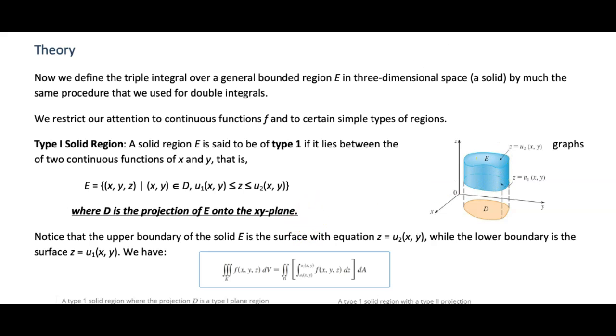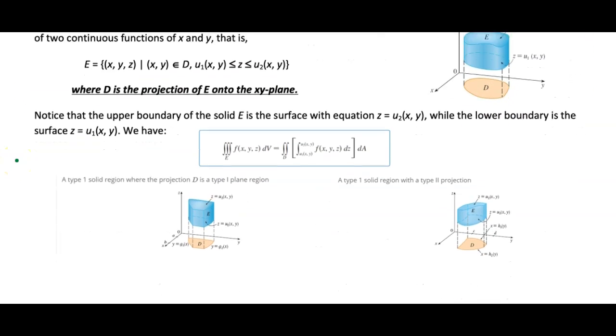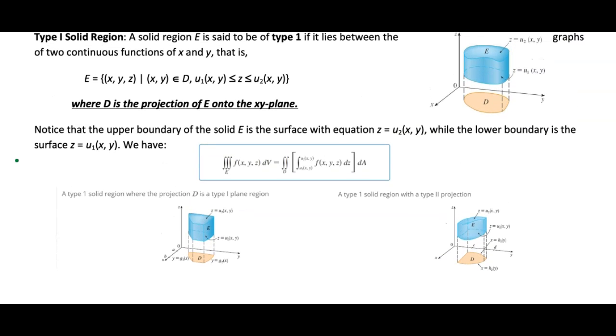In other words, our z bounds are a function of x and y. So z is a function of x and y. Now within this type 1 solid region, we have two different situations here. We can either have our y bounds be a function of x, or our x bounds be a function of y.